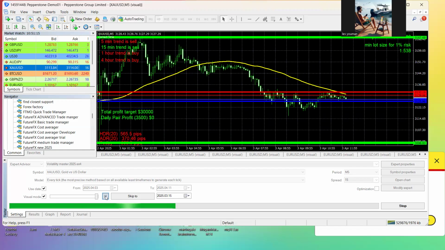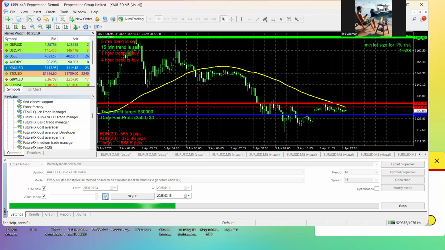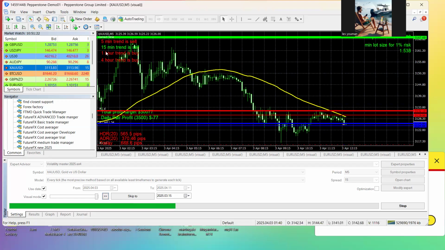So I'm just waiting for this to take out a trade. It should be about to. All right, so the trend's changed to a sell. So it's looking for sell orders now.